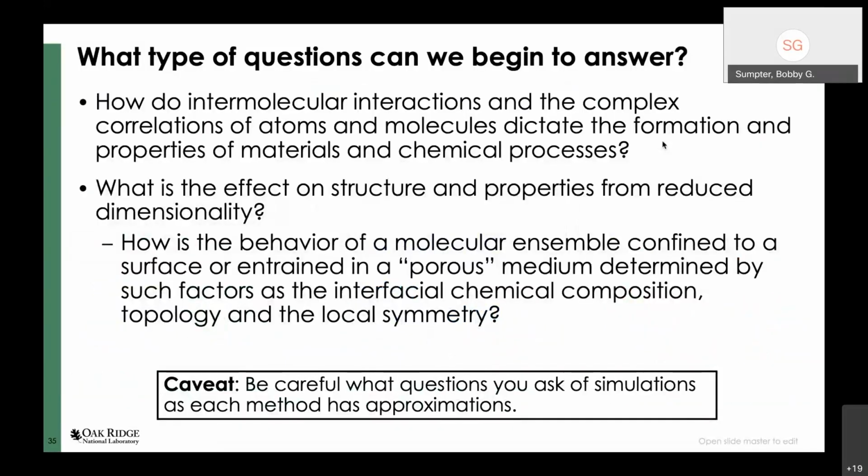Forgetting what computer we're using doesn't really matter anymore. What kind of questions can we begin to answer? We know where the atoms are, we know how they interact, and we can integrate their equations and solve where they are as a function of time and change the initial conditions. If we can do that, we can start looking at how the interactions between the atoms and the correlations of the motions of those atoms dictate how they form structures, what type of properties they have, and what type of chemical processes they allow.